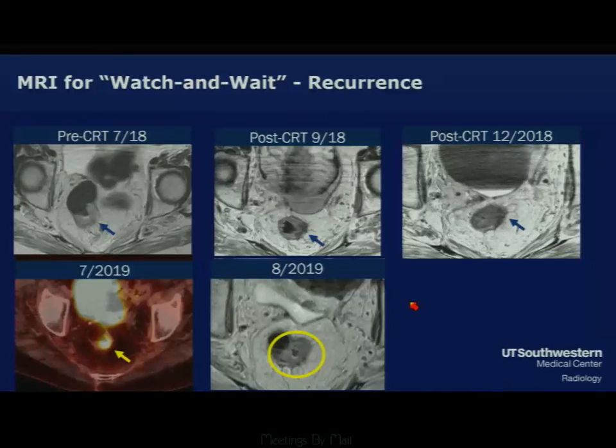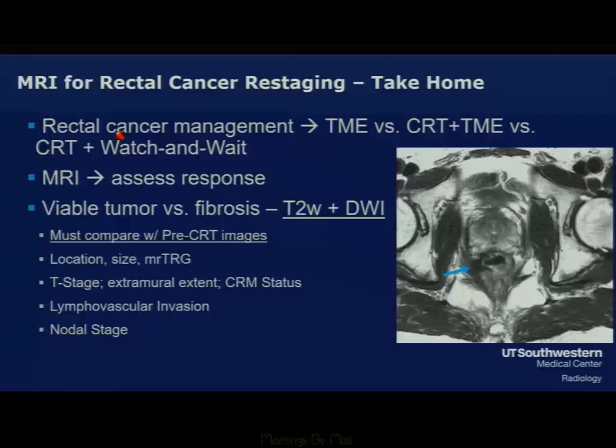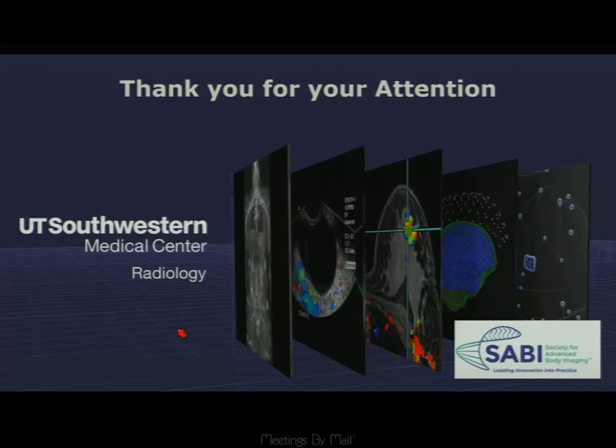So with that, the take-home points from my talk: rectal cancer management consists of resection plus or minus CRT, or in certain cases can involve imaging surveillance and non-operative management. MRI is vital for assessing response after chemoradiation. Use T2-weighted images and diffusion to differentiate viable tumor versus fibrosis. You really must compare to the pre-CRT images. If there's one thing you take away from my talk, you always compare to the pre-CRT images when you're interpreting these scans, and then you report location, size, MR-TRG stage, the T stage, the degree of extramural extent, CRM status, whether or not there's lymphovascular invasion, and also the nodal stage. Thank you very much for your attention.